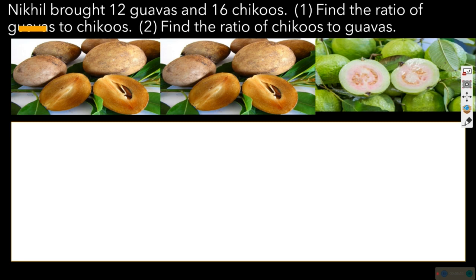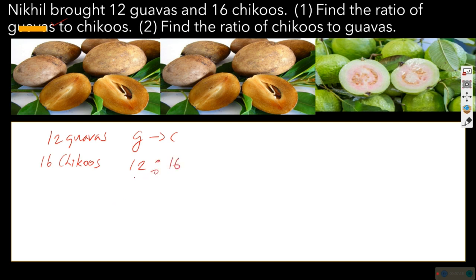Very good. ये भी आपको समझना बहुत जरूरी है. निखिल ने क्या क्या लाया है? 12 guavas and 16 chickus. So the question is, find the ratio of guavas to chickus. Guavas to chickus. So guava का पहले लिखना पड़ेगा, 12 and 16.